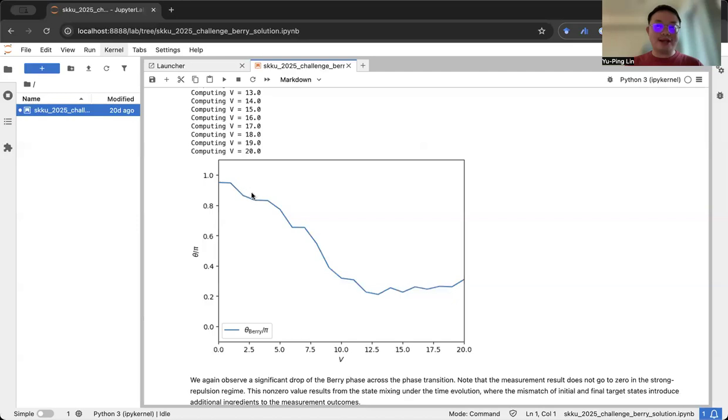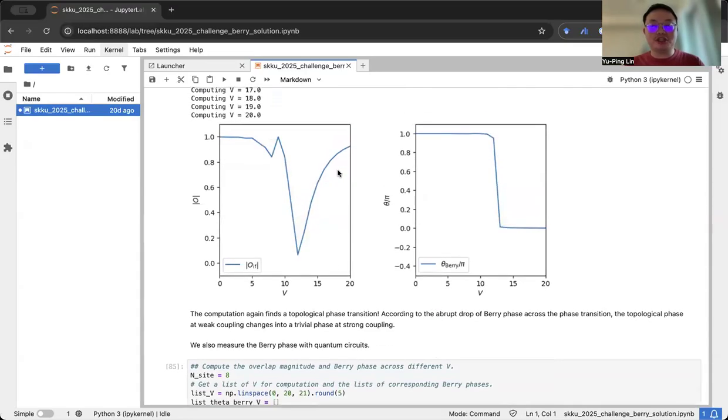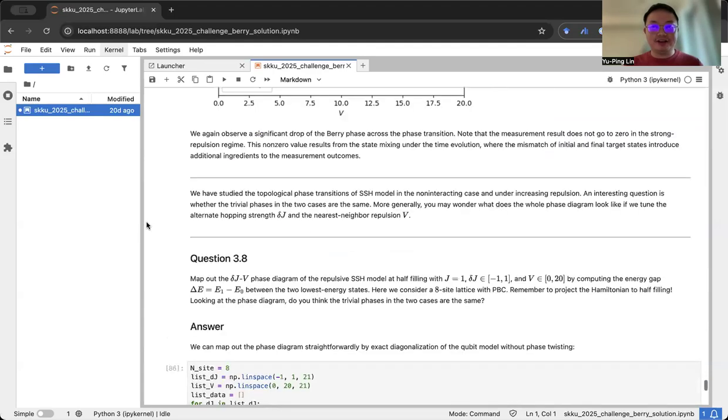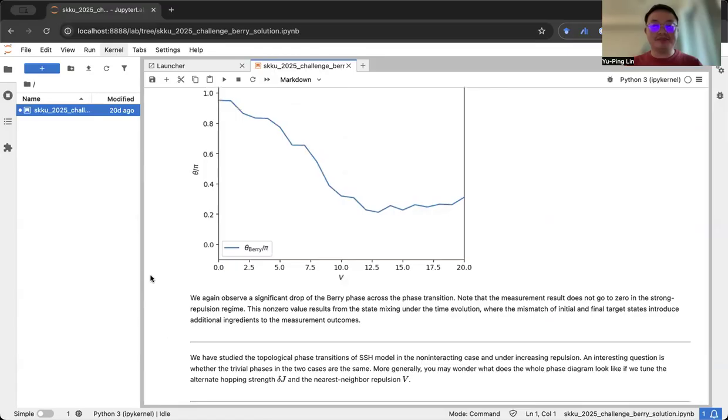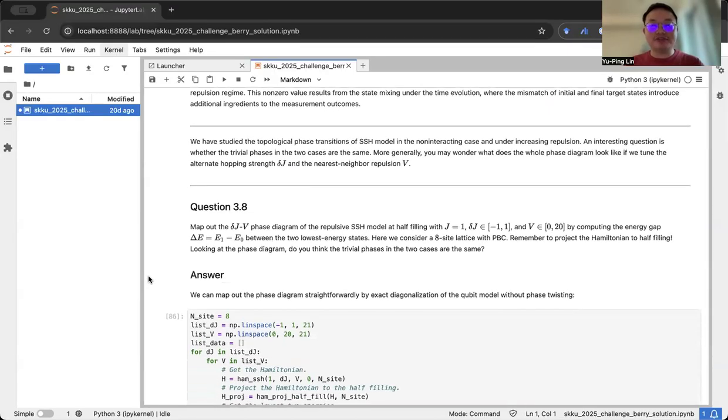And the measurement from the quantum circuit is consistent. We have close to one Berry phase in the small interaction regime and a very small Berry phase in the strong interaction regime. The reason why the Berry phase measured in the quantum circuit doesn't go to 0 is probably because we have a very strong drop in the amplitude, so that there will be some mixing. The quantum state may not evolve back to itself after a time evolution, and the Berry phase will have some contribution from the state mixing. So we have got two different trivial phases: in the non-interacting regime with positive delta J, and in the negative delta J region with a very strong interaction.